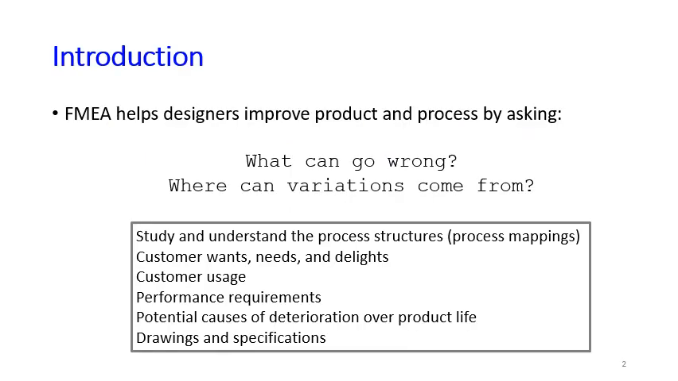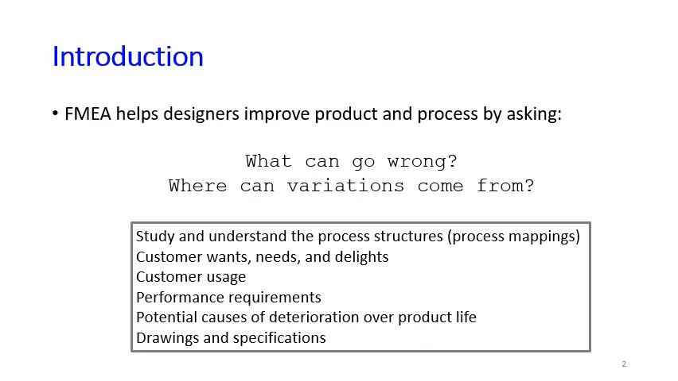FMEA basically helps designers to improve either product or process by asking these questions. First is, what can go wrong? So we think about all the possibilities that something in the design of the product or process can go wrong.